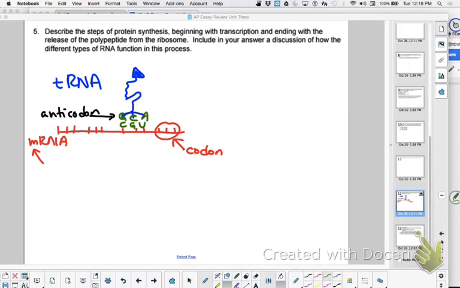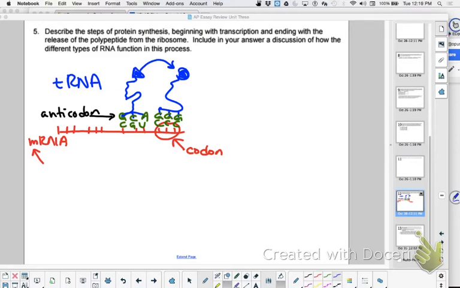Perfect. Now, for simplification, let's say this is CCC. Then if we had another tRNA land here with its amino acid, what would the anticodon have to be here? GGG. Are we good? Okay. Now this whole process where tRNAs land on mRNAs and you start to hook these amino acids together to build a protein.